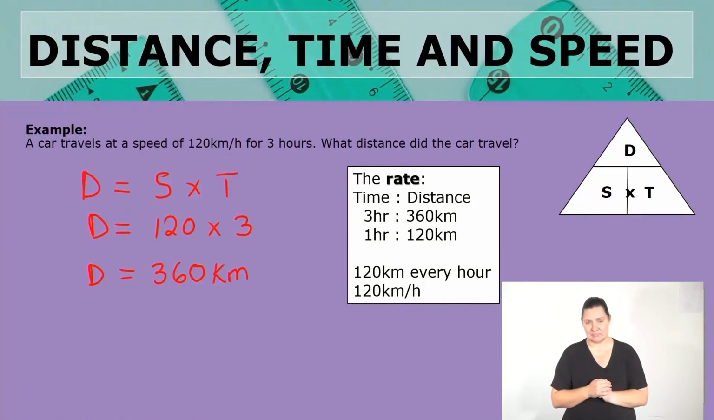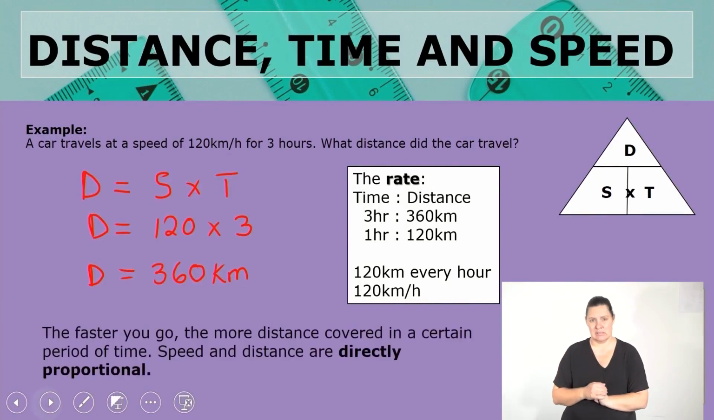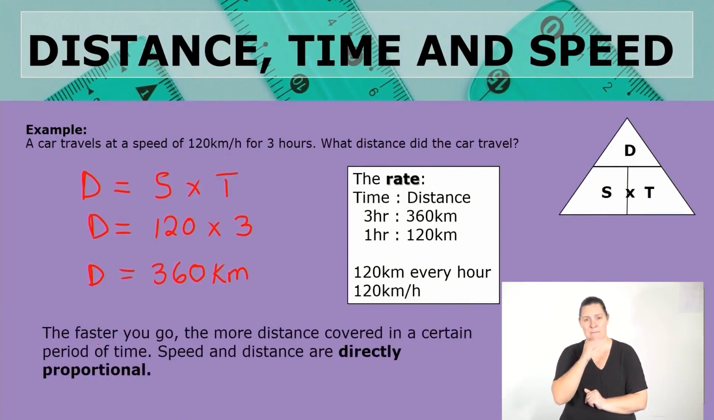Let's compare our two examples. So here, what happened is that we increased our speed. So when we increased our speed, what happened to our distance? So our distance also increased. Now, that means that the faster you go, the more distance covered in a certain period of time.